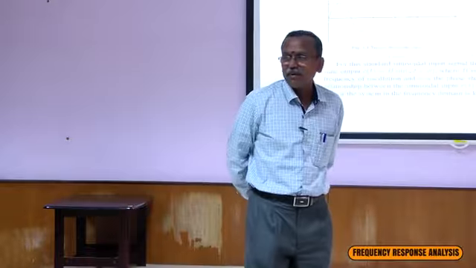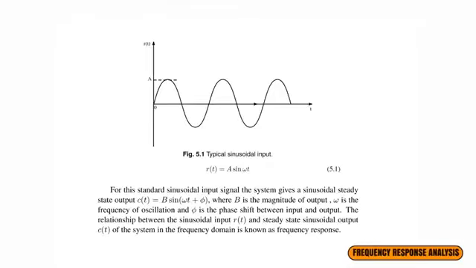Why do we plot only the output amplitude and phase? The input signal is r(t) = A sin ωt. It is given to the system, but we are varying the frequency from 0 to infinity. For variable frequency, you see that r(t), the input signal, is A sin ωt, but the output signal c(t) is B sin(ωt + φ). The phase shift is there. But note that in both cases the frequency ω is the same. Why? Because of the linear time-invariant system.